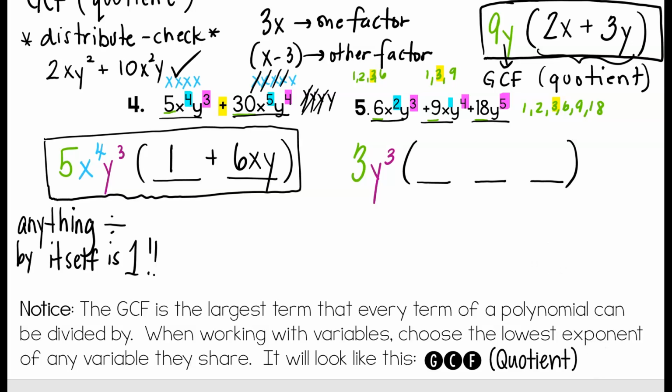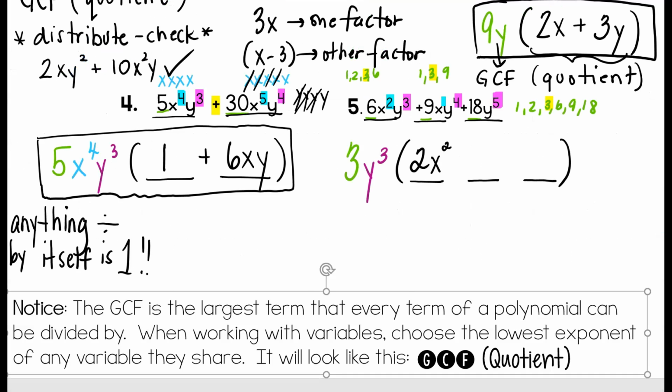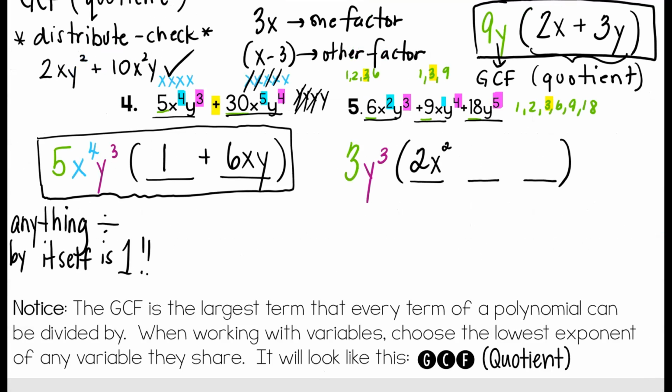So 6 divided by 3 gives me 2. X squared is not going to change because there are no x's to remove. Y cubed divided by y cubed is 1. So anything multiplied by 1 stays the same. So we're going to leave that there.